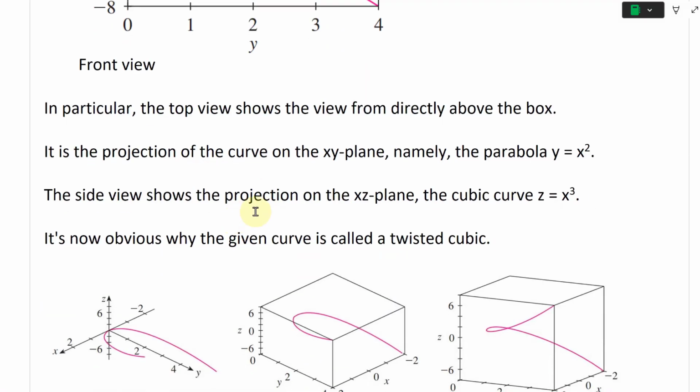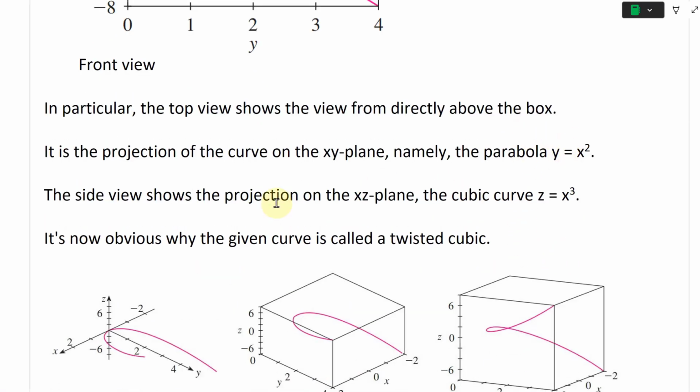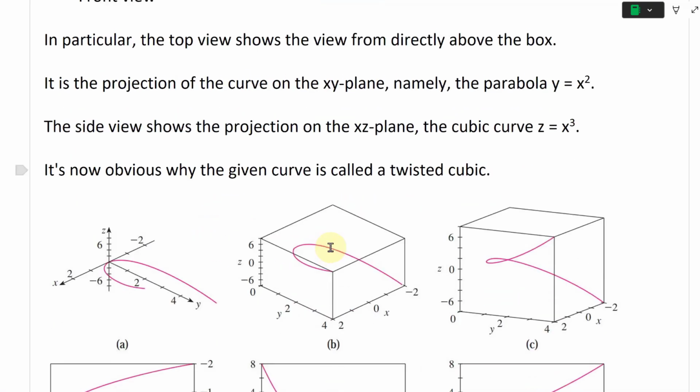The side view shows the projection on the xz plane, the cubic curve z equals x cubed, because again z is equal to t cubed, while x is equal to t. I'll just write that for completeness. So z is equal to t cubed, but we know that x equals t. So in other words, this equals x cubed. So the projection is just a cubic function, like that, and similar for this parabola. So it's now obvious why the given curve is called a twisted cube.